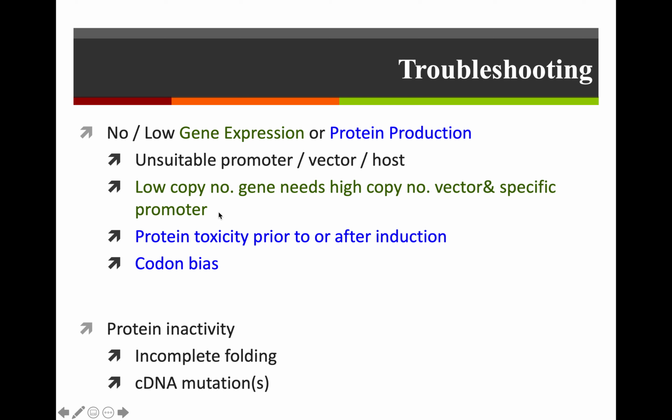So the third one is protein toxicity. If you are constructing a fusion protein, protein toxicity prior to or after the induction is quite often occurring. And the last one is the codon bias, especially for protein.